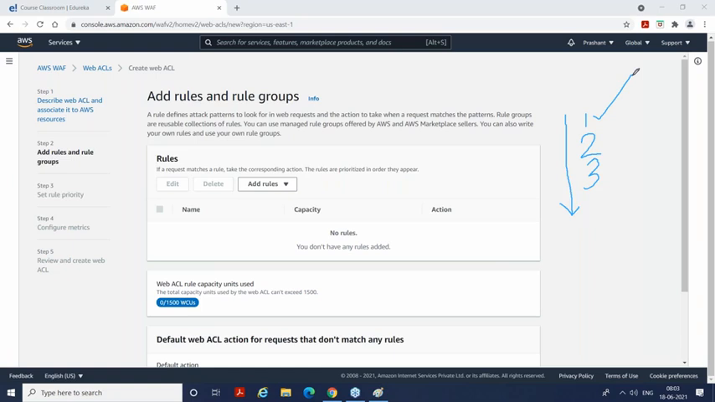Those who said deny, are we clear why it will not be denied and why it will get allowed? If I want to deny, then on rule number 1, I should say deny. So always remember this. This is very important to remember. The rules are evaluated from top to bottom. And the moment it finds the best match, it will stop further processing.